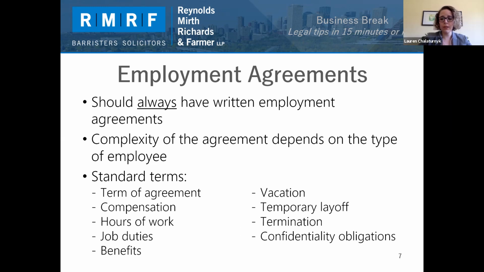The other important point to make about employment agreements is that you can't include anything in an employment agreement that would be less than what an employee is entitled to under the Employment Standards Code. You can give them way more, but you can't do anything less than. So essentially you can't contract out of legislation that applies to employees.